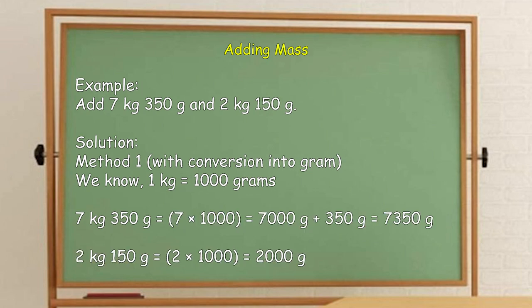Okay, now let's convert the second unit. We have 2 kilograms and 150 grams. Okay, to make it simpler, we're going to convert the 2 kilograms first. To do this, we multiply 2 by 1,000. That would give us 2,000. And to that, we add the 150 grams. That would give us 2,150 grams. So here we have 7,350 grams and 2,150 grams.